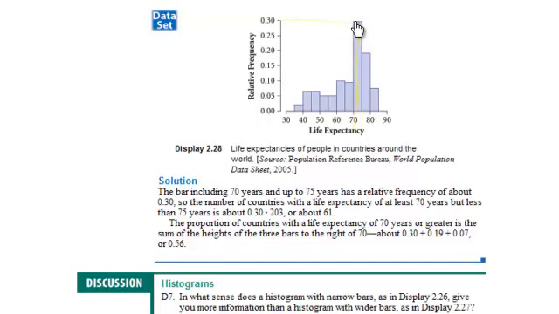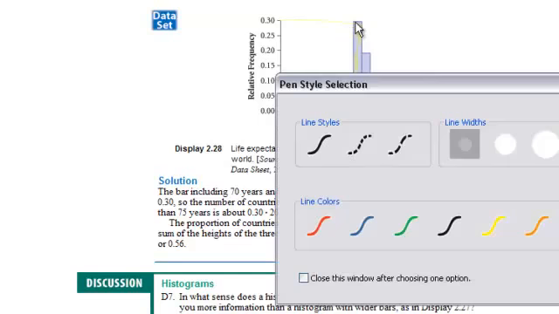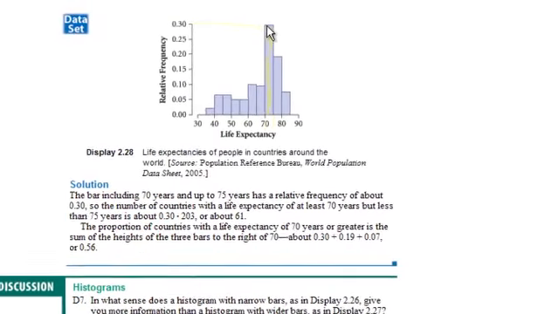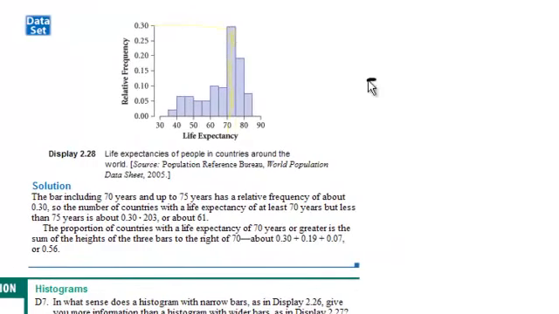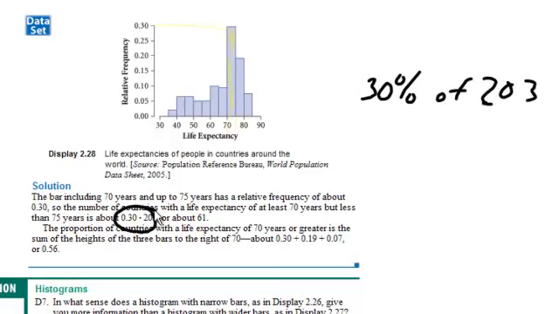Well, it told us that there were 203 countries. I want to be able to write here a second, so let me switch this back. So we're going to take 30% of the 203 countries. The math they have right here, okay, the 0.3 times 203, and that equals about 61. So 61 countries are the answer to that first question.